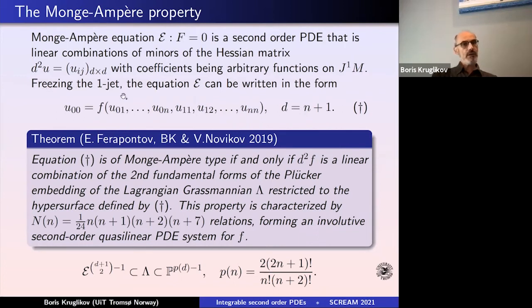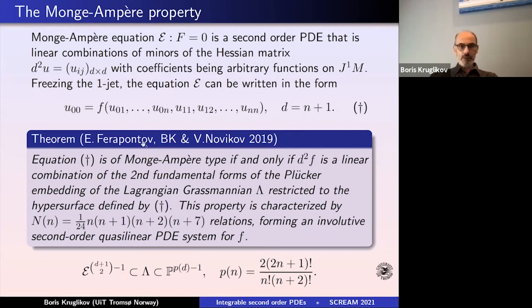So I do again the same trick. I freeze one jet, because I would like to see the dependence on second derivatives only, right? Because that determines the Monge-Ampère property. So it doesn't matter, I just do it for simplicity of formulation. Okay, then I can express one jet variable through the rest. For example, take D to be equal to n plus one. Okay, so I express the first, u_zero, through the rest. Okay, and then I'll formulate the criterion for an equation to be Monge-Ampère. So actually such criteria were known in certain cases of low dimension before, and in the work with Eugene Ferapontov and Vladimir Novikov, we got a general criterion.